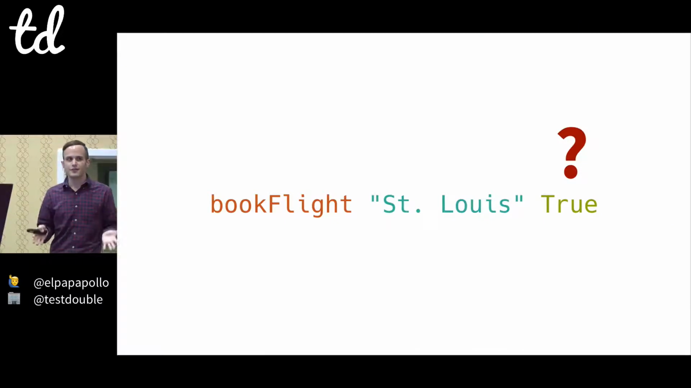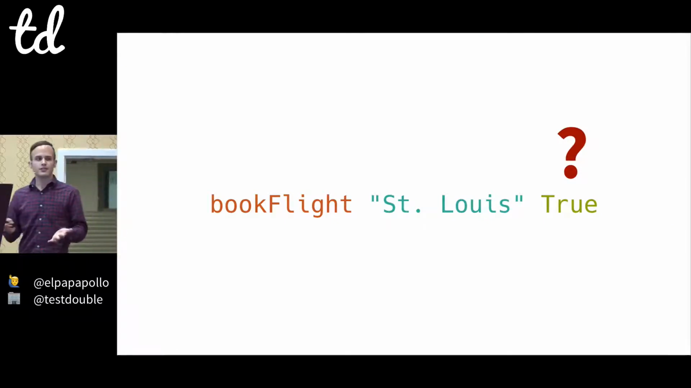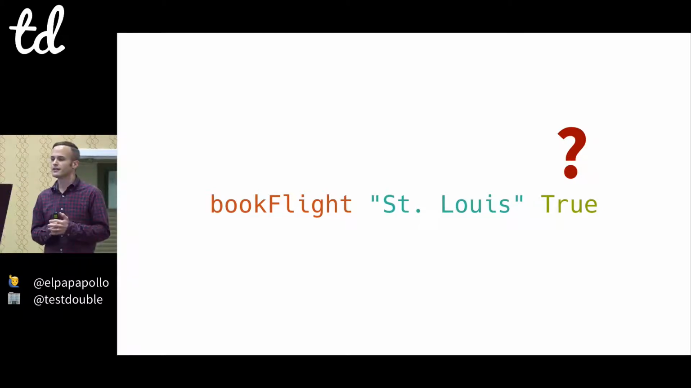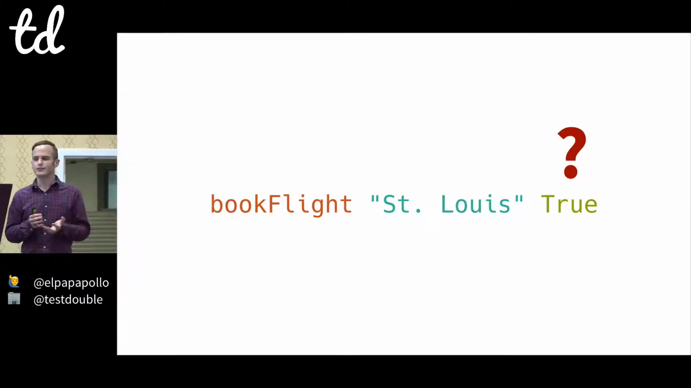But really, what's the harm in using Booleans? Well, what's going on in this function call here? We have a book flight function that appears to be booking a flight to St. Louis. But what is that second argument of true really doing? It's just a value. It doesn't describe its meaning or purpose in this function call. It's up to us as programmers to figure it out in the code base and then keep the meaning of that argument in the back of our mind.